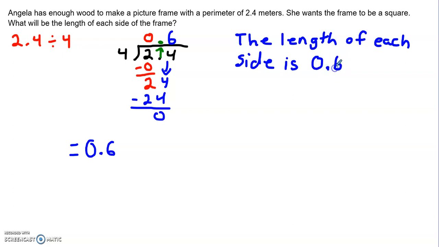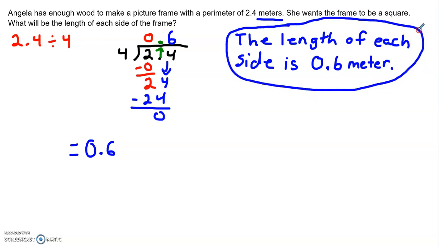0.6, or 6/10. The thing is, though, we had a unit of measurement here, so we have to add that at the end with the number. Okay, so our final answer is the length of each side is 6/10 meters. And then I'm going to circle that as my final answer. I want you to pause this video and write all of your work, including our answers, with the sentence in your notebooks.